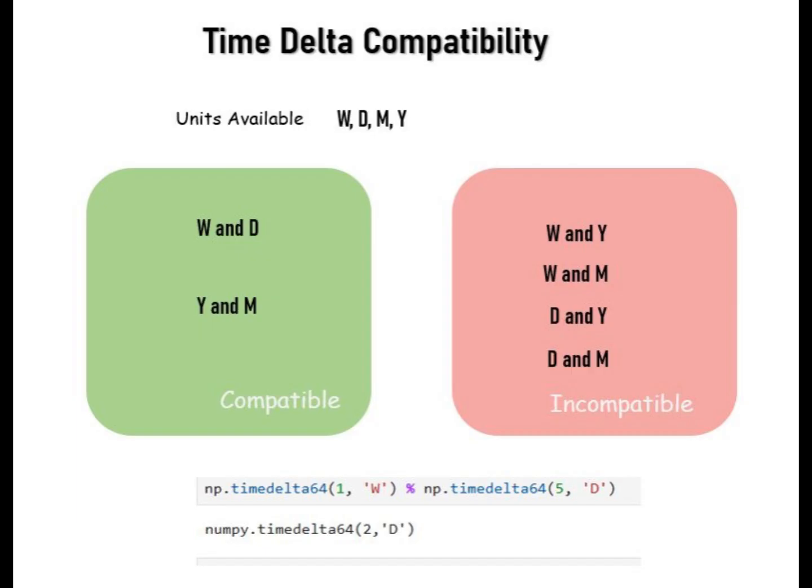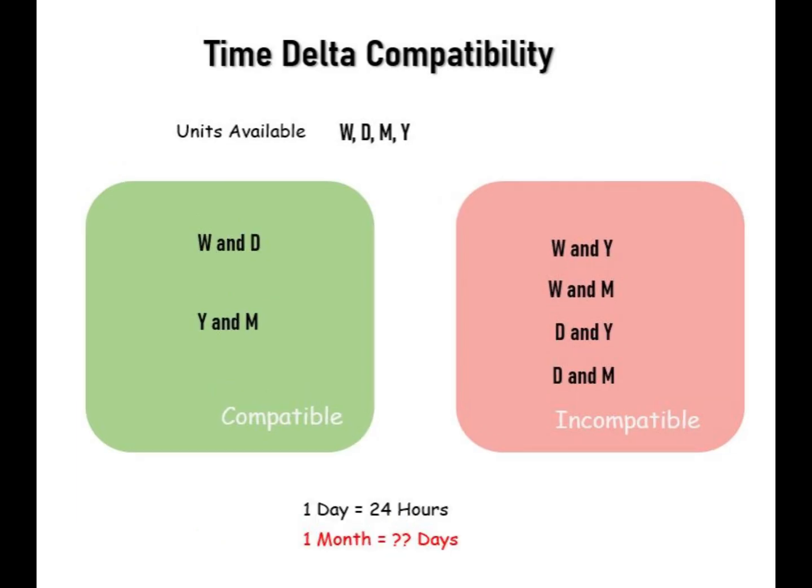Y and M, that is year and months, are also compatible, but W and D are not compatible with Y and M. A timedelta day unit is equivalent to 24 hours, but there is no way to convert a month unit into days because different months have different number of days. You can cast a timedelta into another timedelta type according to the above mentioned rules. I'm not going much into the details here. The rules are similar to Python datetime and timedelta.